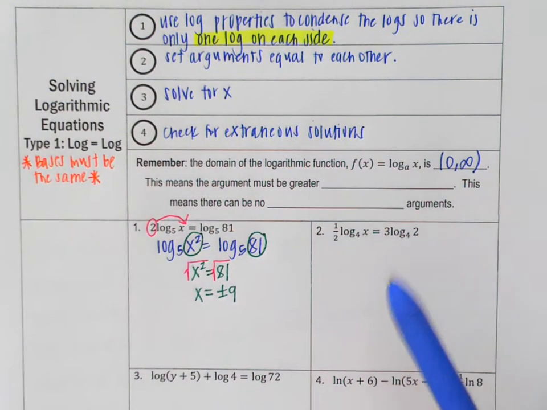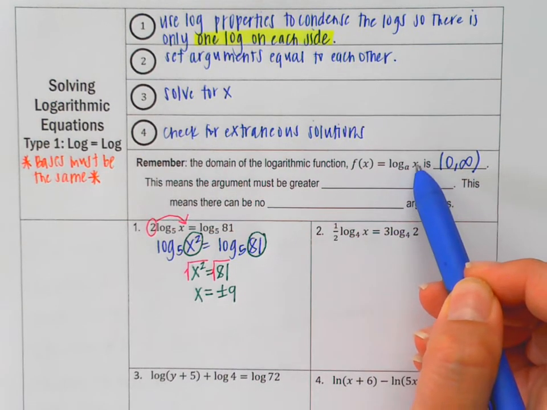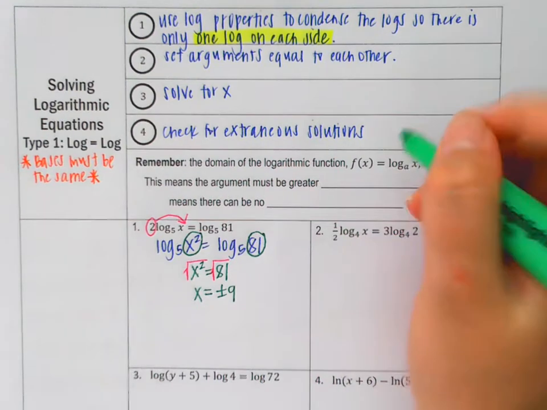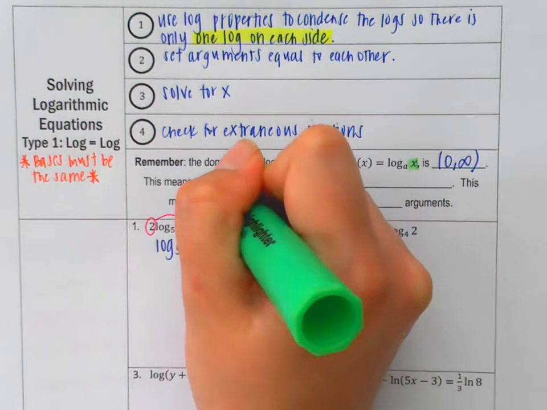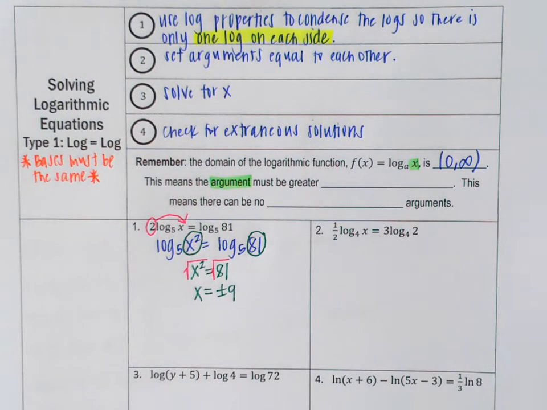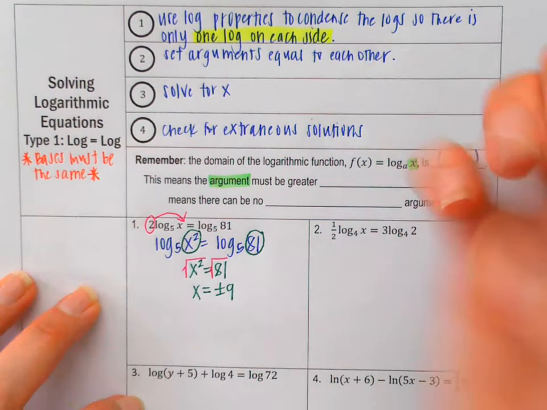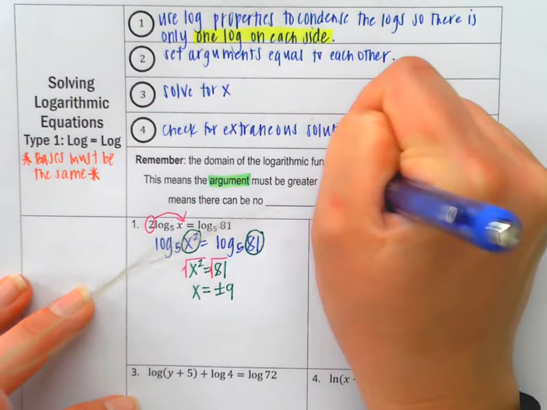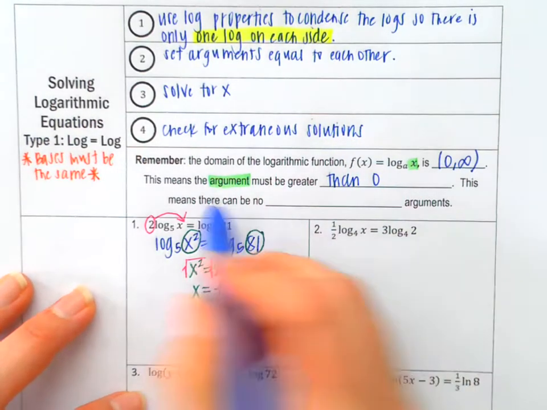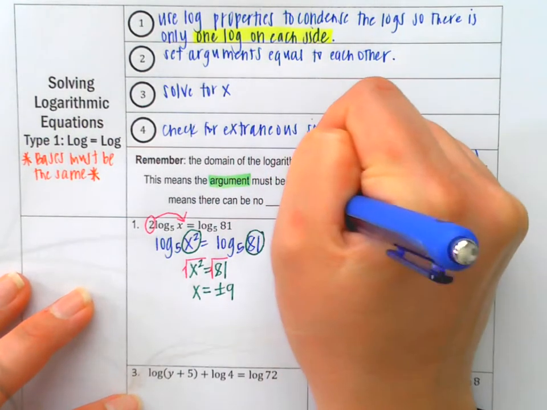This means that the argument, because the argument is x, right? So this part, x, which is the argument, must be greater than 0. This means there can be no negative arguments.